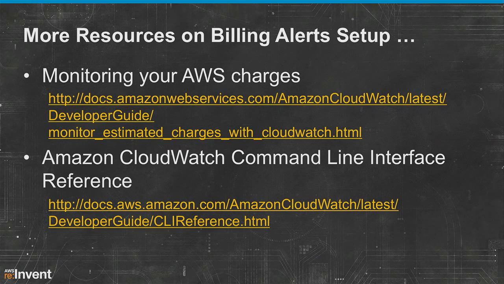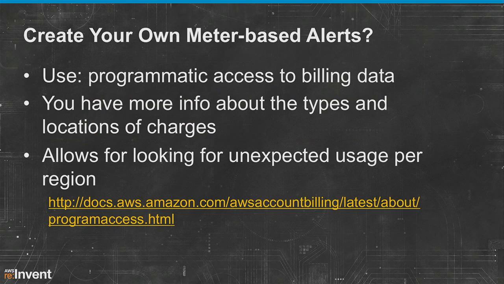We have a good bit of documentation on this. We have monitoring your AWS charges, and in addition to that, we have the command line interface for this. We have examples for actually setting up billing alerts and using those as an intrusion detection mechanism. While we don't specifically call it out in that documentation, I think it is pretty natural. Additionally, if you want to get a little high speed, create your own meter-based alerts.